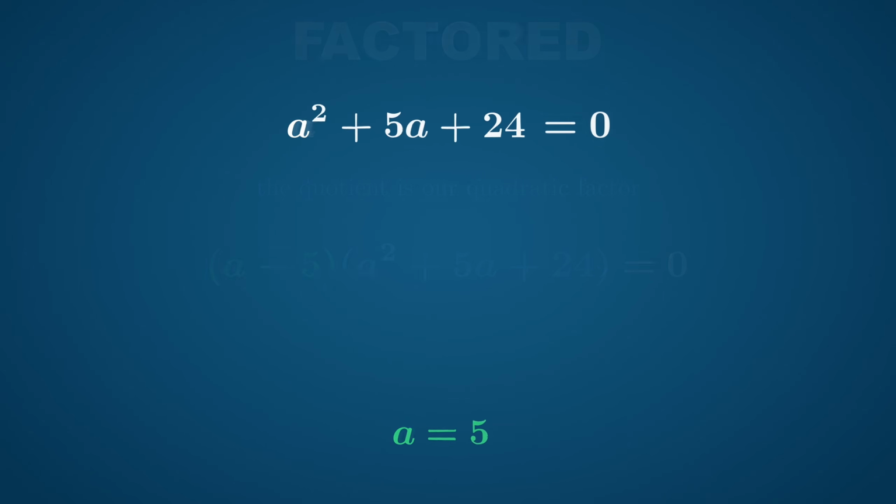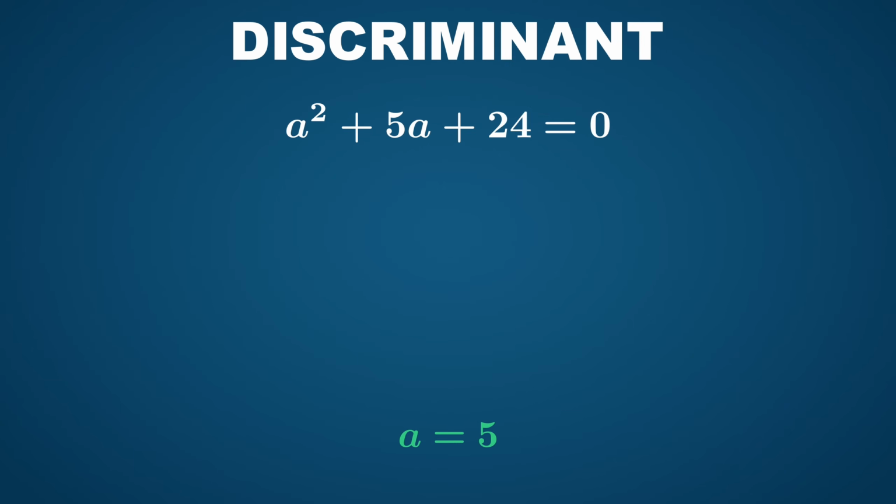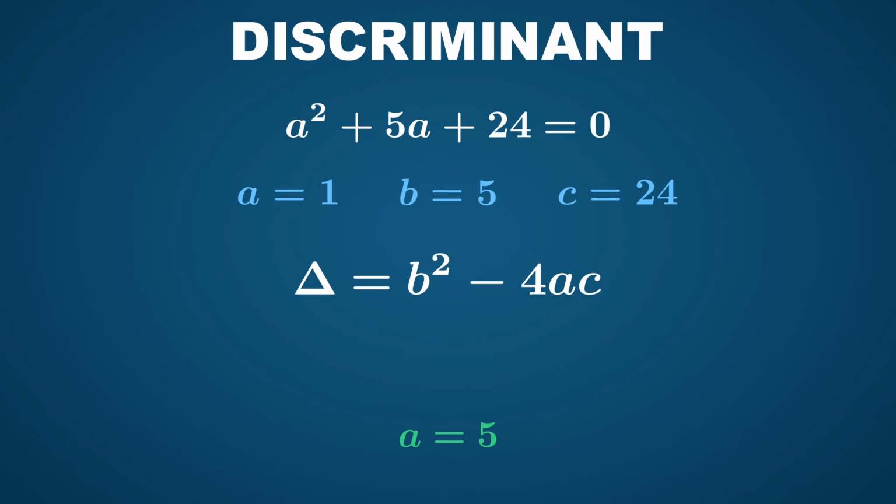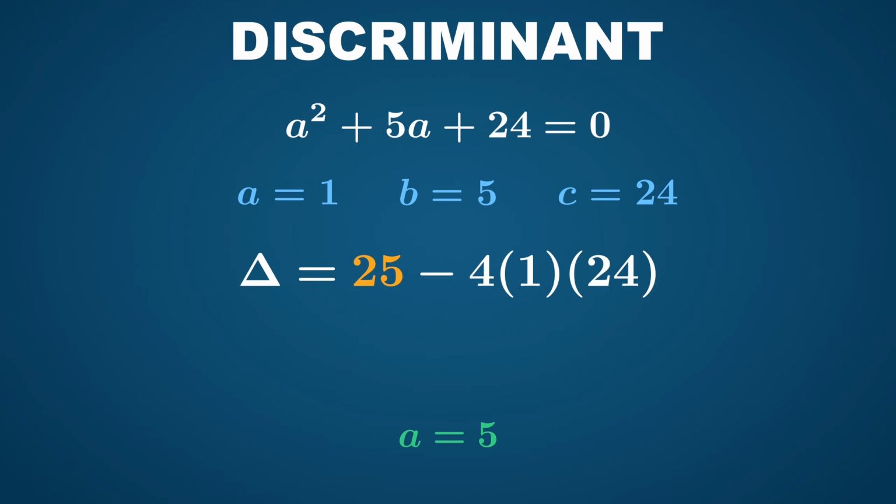We set a squared plus 5a plus 24 equal to 0. We can use the discriminant to check for valid solutions here. The formula for the discriminant is b squared minus 4ac. In our specific quadratic expression, the value of b is exactly 5. The value of a is 1, and the value of c is 24. We calculate b squared, which is 5 squared, equaling 25.